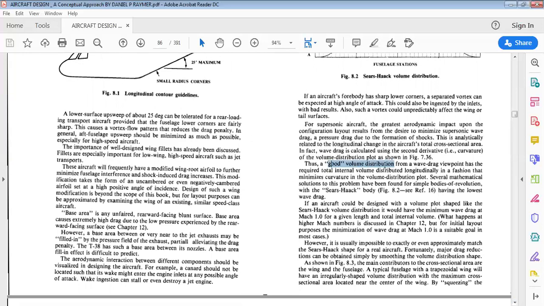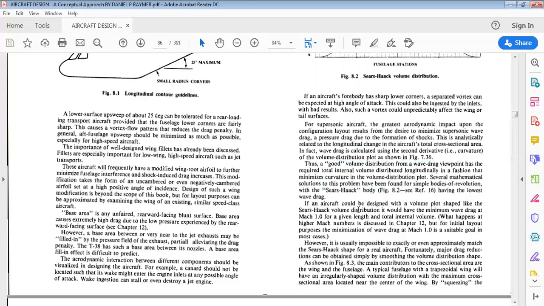When you see the procedures for it, that is called good volume distribution. From the wave drag viewpoint, the required total internal volume is distributed longitudinally in the fashion that minimizes the curvature in the volume distribution plot. So whenever you plot a volume distribution, the curvature should be less. For example, when you take up a Sears-Haack body, having the lowest wave drag, just go back and look into how the Sears-Haack body looks.